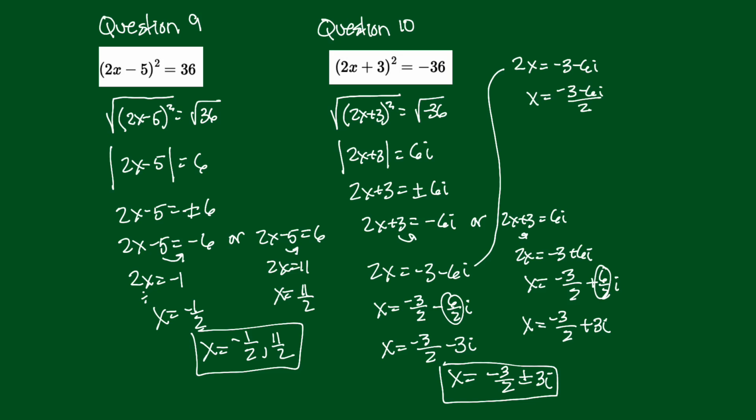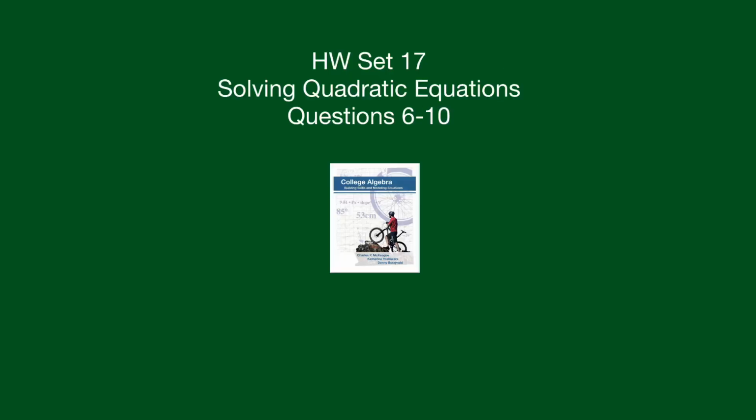X is equal to negative 3, and then it'll be plus or minus 6, and then the i is already there over 2. So you have to fill this one in, and this one in. And that is the end of homework set 17, at least questions 6 through 10.